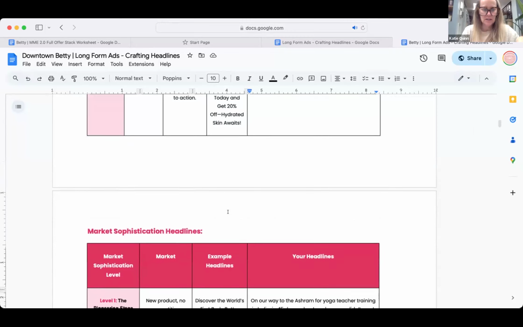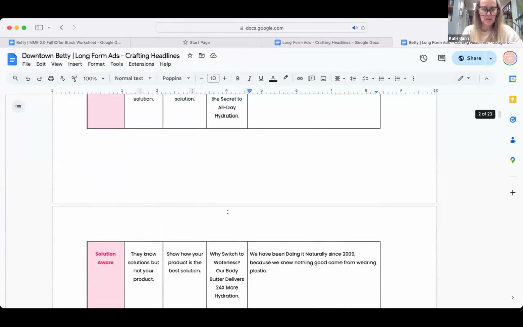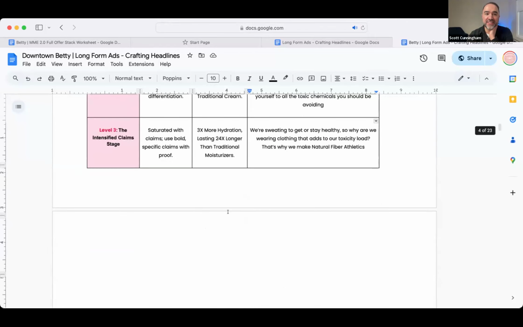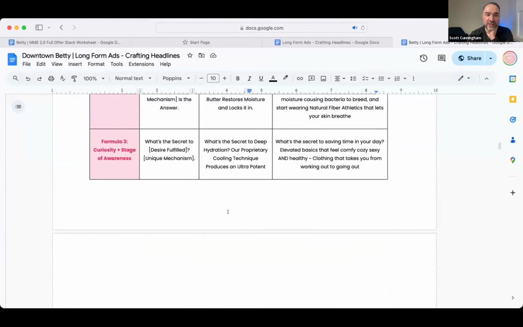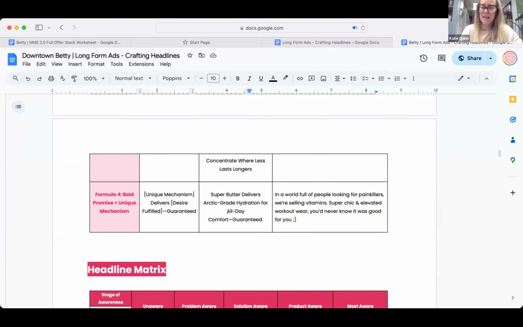Is this one market sophistication, or where is it? Is that the above one? Problem solution. It's under the unique mechanism, so it's the next table down. Okay, great. It's right here, the Formula 2 problem solution. Oh yeah, here's one. Here's one, Scott. I want to check.